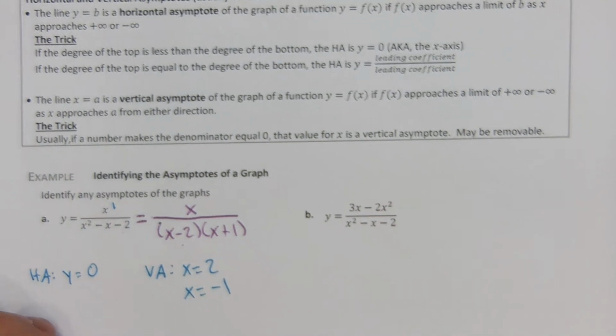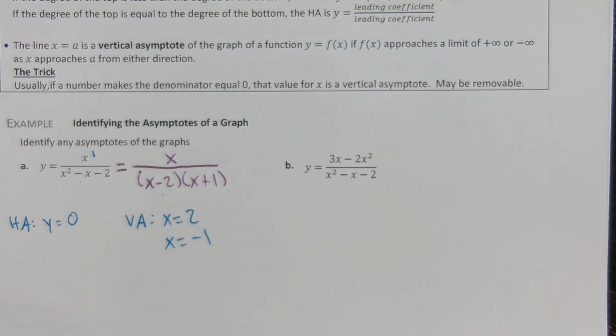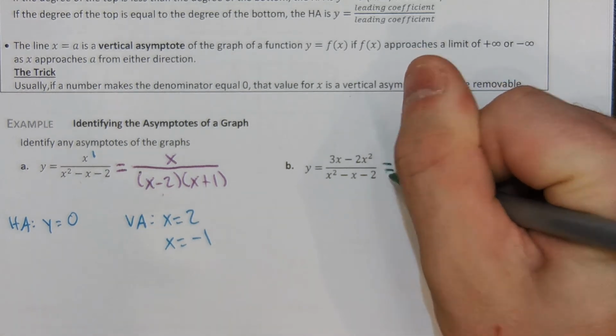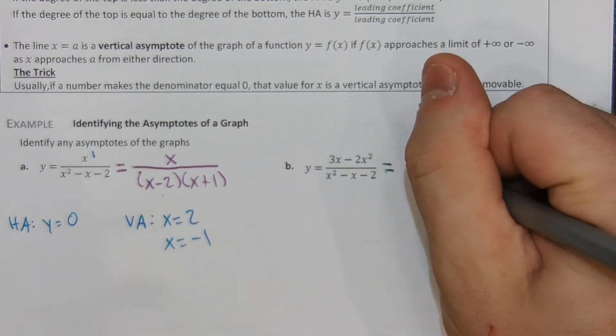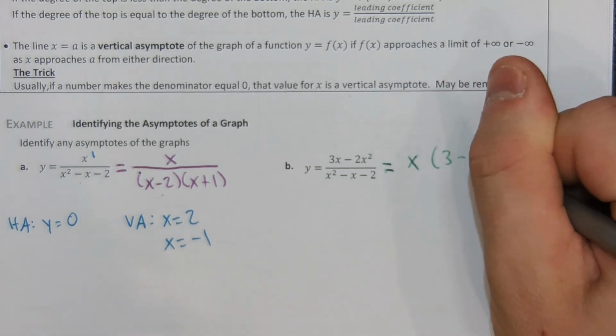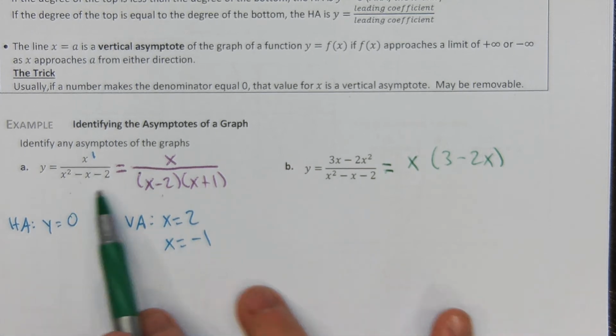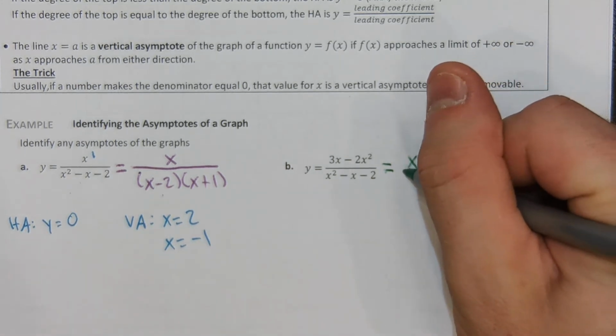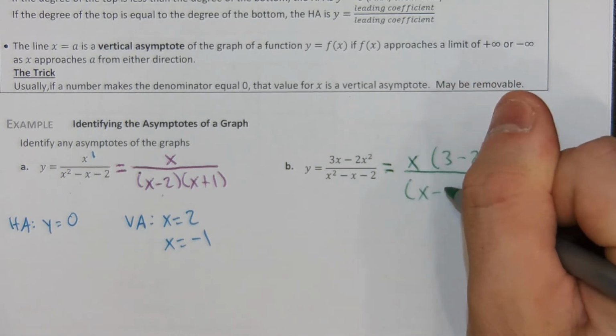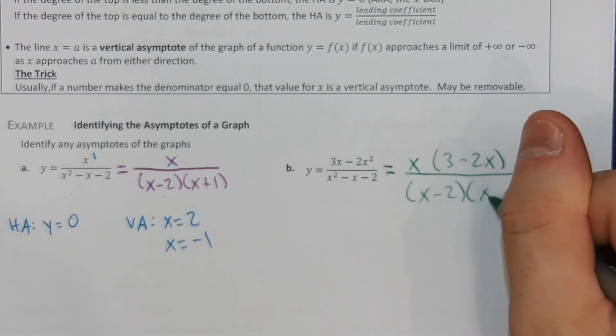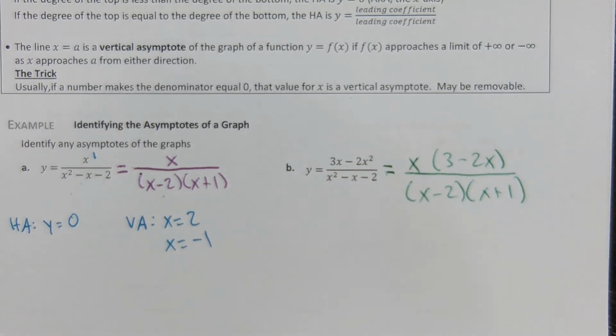All right, let's tackle part B. Switch colors for fun. We're going to factor anything that can factor. On the top, the numerator, we do have a GCF of x. Our denominator is exactly the same thing as it was before, so I don't have to rethink that. It's just going to be x minus 2 times x plus 1. Well, nothing's going to cancel. Nothing cancels at all.